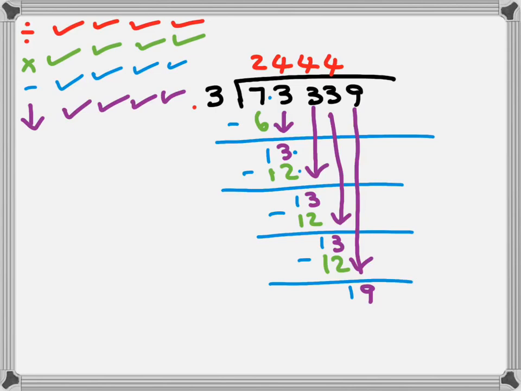3 into 19 will go 6 times. 6 times 3 is 18. Minus 19 minus 18, or 9 minus 8 is 1, and 1 minus 1 is nothing. And that is our minus done, and that's our remainder because there's nothing to bring down.